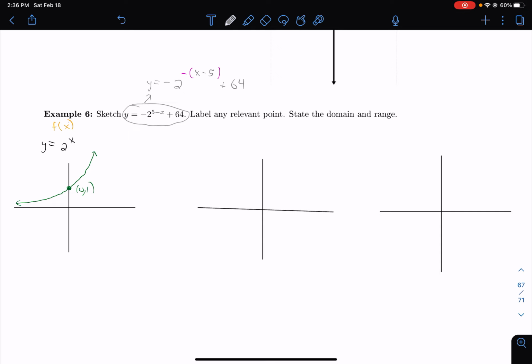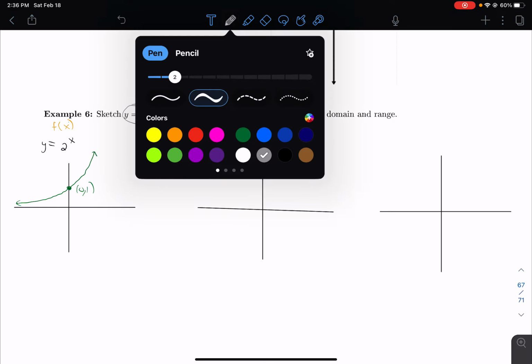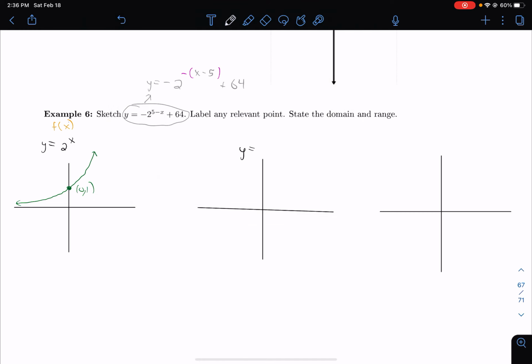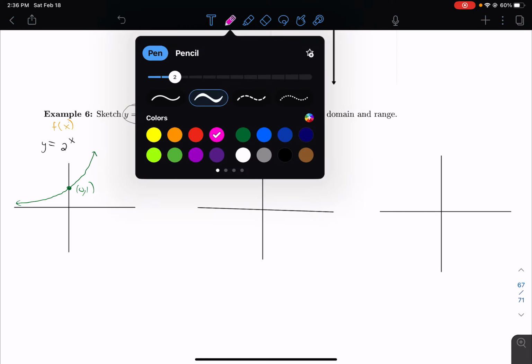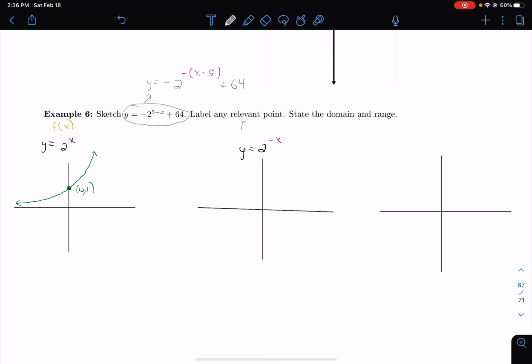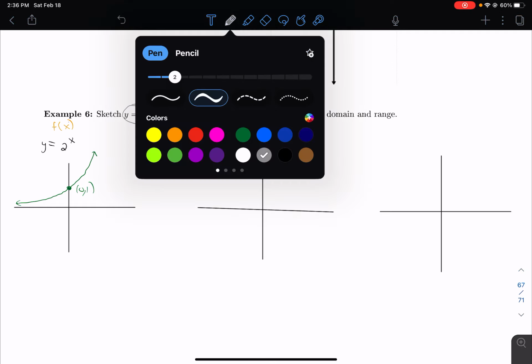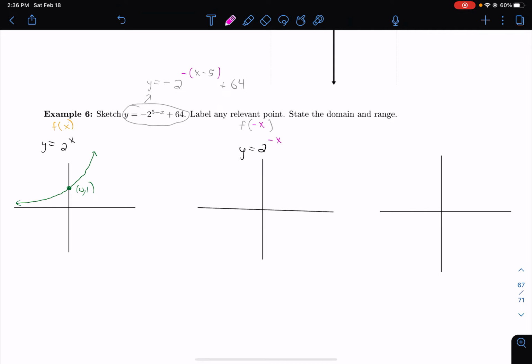Right, that was something that we saw back in our shifting and reflecting section. That if we see right next to the x a negative sign and a number right next to the x, first factor that negative sign out of those two terms. And now I'm going to first deal with that negative that gets put in next to that x. Okay, so I'm going to draw the graph of y equals 2 to the, and I'm going to replace the x with a negative x. All right, so in terms of my general formula, we are taking our previous f of x, and we are replacing the x inside the function with a negative x. Okay, that's going to be a reflection.